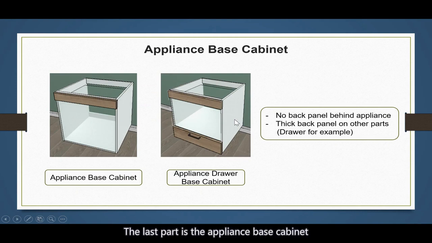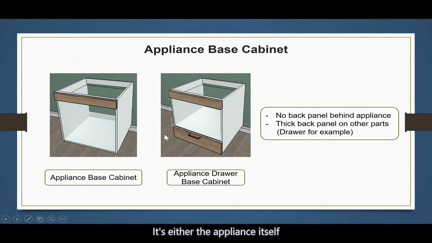All right, the last part is the appliance-based cabinets. With the appliance-based cabinets, usually we have the stove or the dishwashers integrated in the base cabinets. The key point is that if you're not blocking the line transportations, you do not have any back panels. And if there are drawers, then we have thick back panels on the other parts. For example, on the back part right here, we're going to have a thick back panel. These are the two cases of appliance-based cabinets.